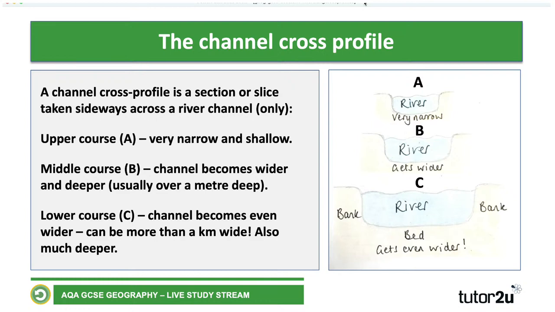And finally, in the lower course, which is diagram C, the channel is much wider and can actually be over a kilometer wide. Some of them are far, far wider than that by the time they reach the sea. It is much deeper, although, as we heard before, vertical erosion is very limited, but it's because of the much larger discharge that it is so deep, as additional tributaries have joined the main river channel.